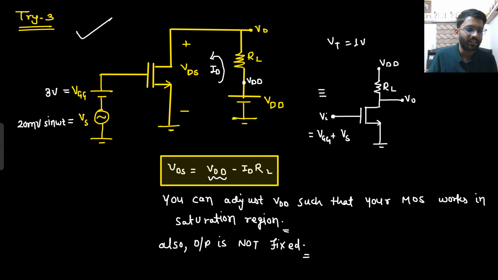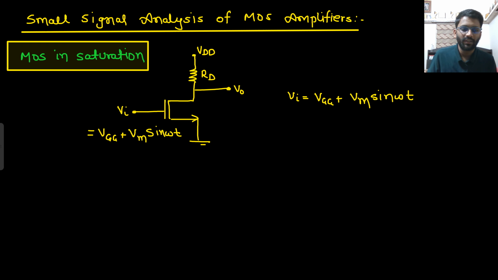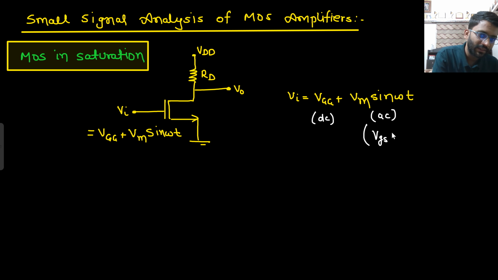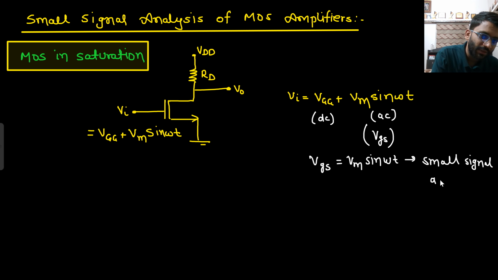You will see this kind of circuit only, so we will also deal with this kind of circuit only. This is our circuit: simply VDD, RD, V0, and VGG plus Vm sin omega t. So this is our input. What is our input? This is the DC supply and this is the AC. The AC input that I am having, I am calling small VGS. Basically my small VGS is Vm sin omega t, the small signal AC input.